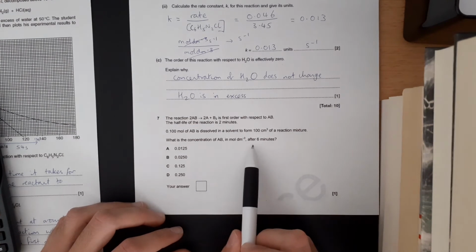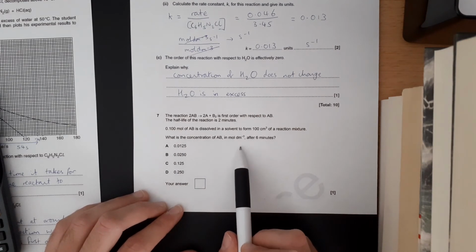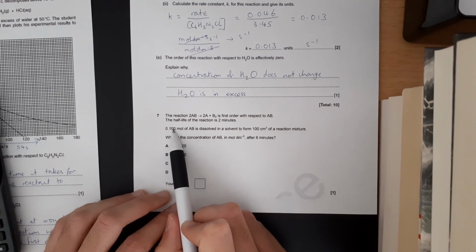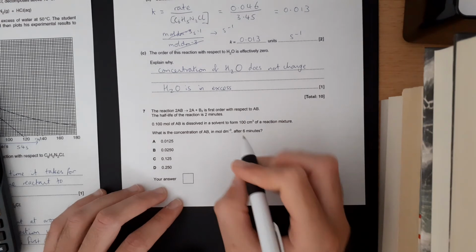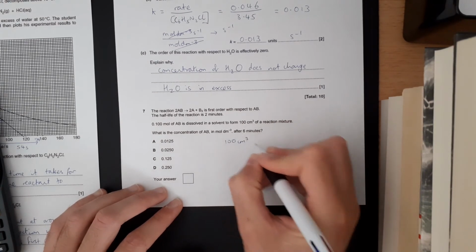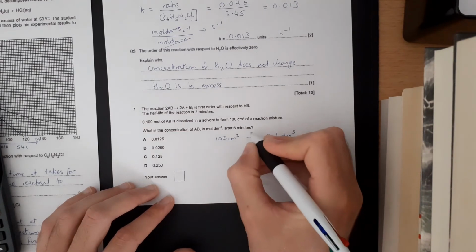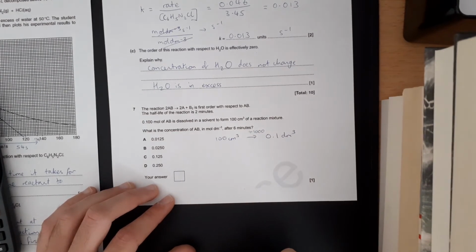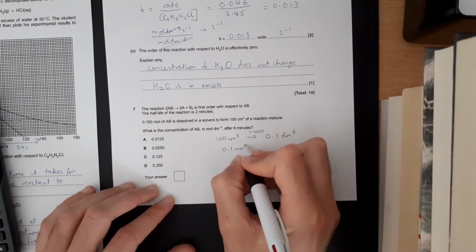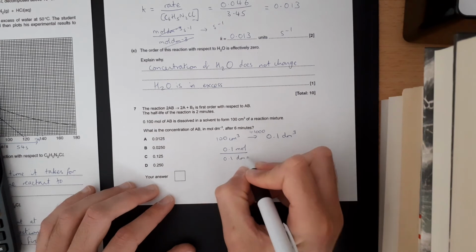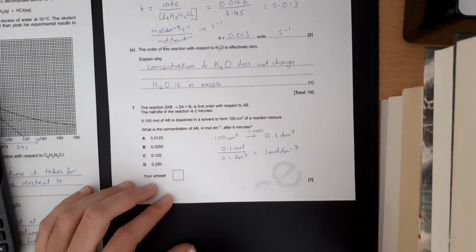Okay. Now we need to be really careful here. The first thing we need to do is work out what's the concentration at the start. Because it's not 0.1, because we had 0.1 moles in 100 centimeters cubed. 100 centimeters cubed is 0.1 decimeters cubed. Remember we divide by 1,000 to get it into decimeters cubed. So therefore the concentration initially was 0.1 moles over 0.1 decimeters cubed. So the initial concentration was 1 mole per decimeter cubed.